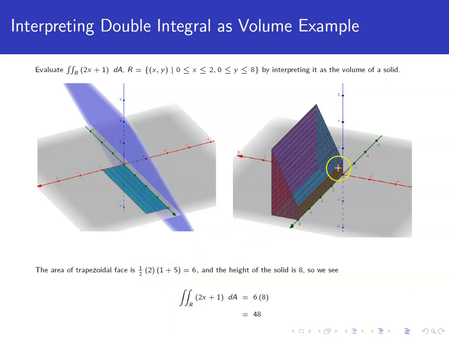The height of the solid, again, is going along the y-axis. The height is 8. So interpreting this as a volume, we can calculate the volume of the prism as area of the base times the height and get 48.